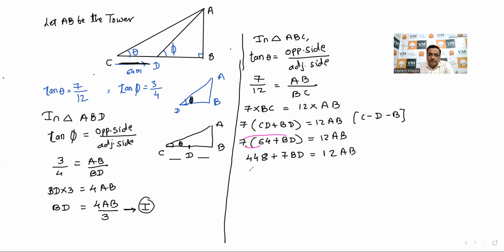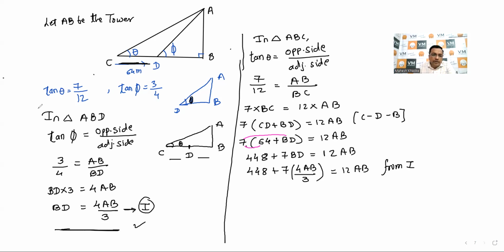अब करते हैं ना उसको भी. तो 448 plus 7 BD. Now we have the value of BD. BD की वैल्यू देखो, इक्वेशन 1 में 4AB upon 3. तो यहाँ पे पुट करते हो 4AB upon 3. This is the value of BD. कहां से आई वैल्यू? फ्रॉम फर्स्ट. अब क्या करेंगे इधर? पहले तो ब्रैकेट, we have to open the bracket. ब्रैकेट ओपन करो.